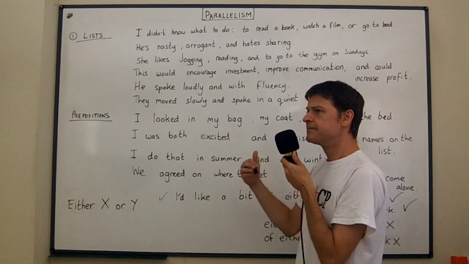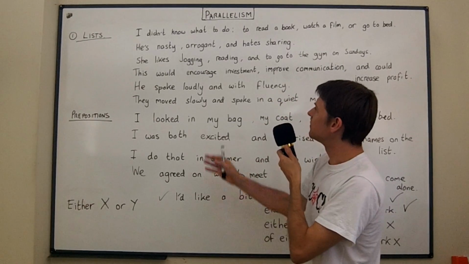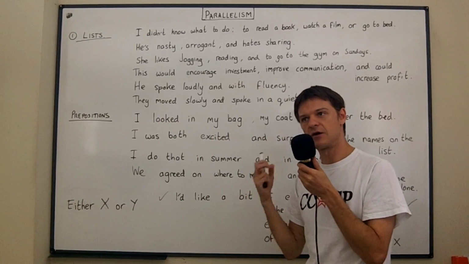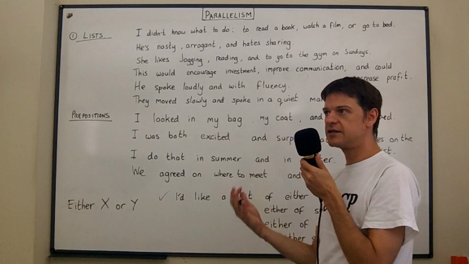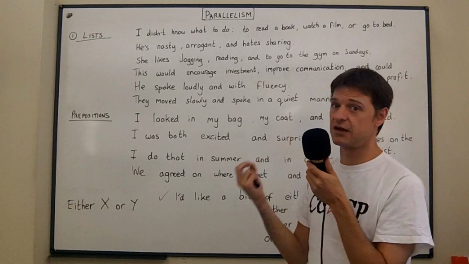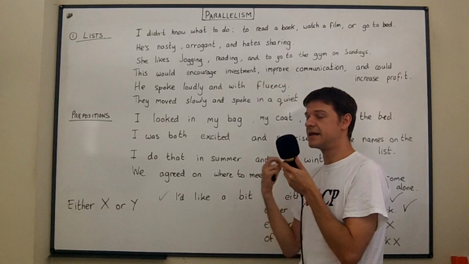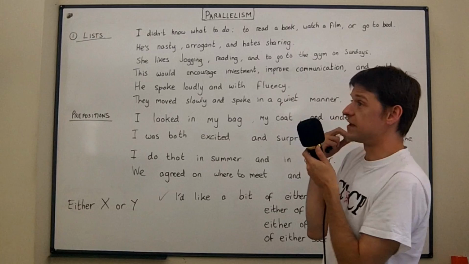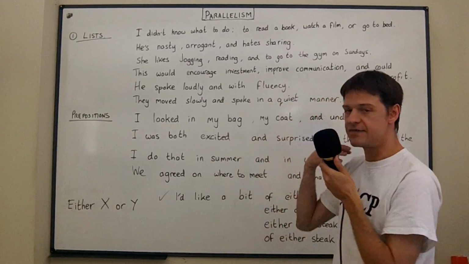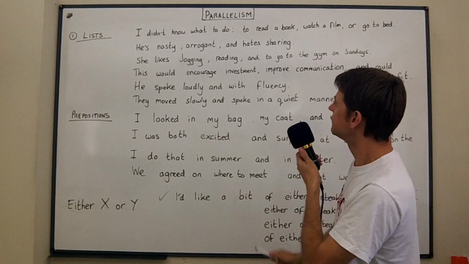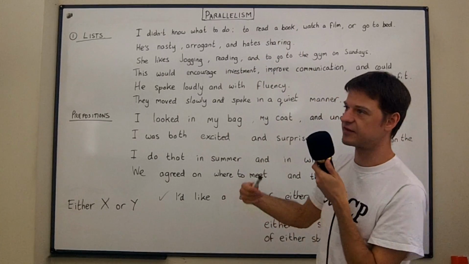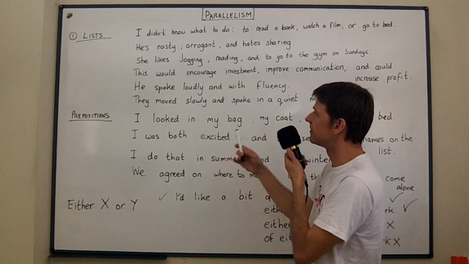So generally, what parallelism is, when you have items in a list, they all ought to be the same kind of words. So the items in a list ought to all be clauses, or they ought to all be gerunds, or they ought to all be noun phrases, or they ought to all be adjectives, or maybe all adverbs, and that's all parallelism is. So let's look at the first one. There are going to be mistakes all the way down here, and we're going to try and correct the mistakes because I think it's the best way of understanding parallelism.